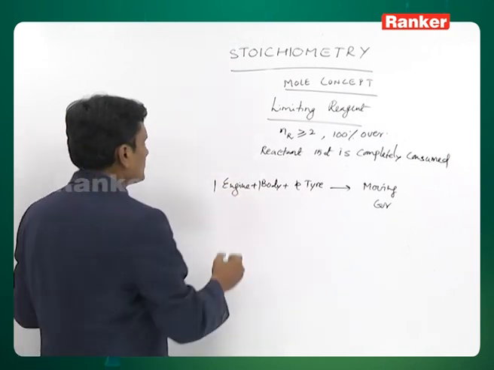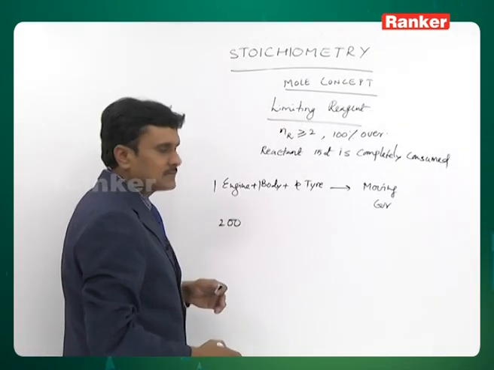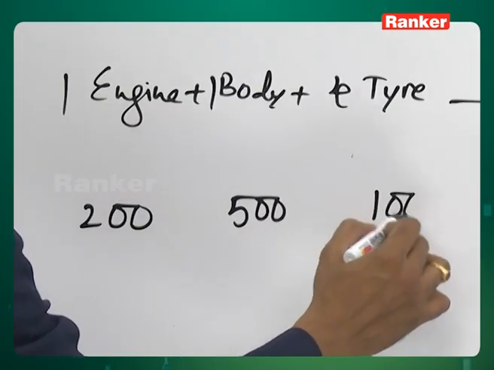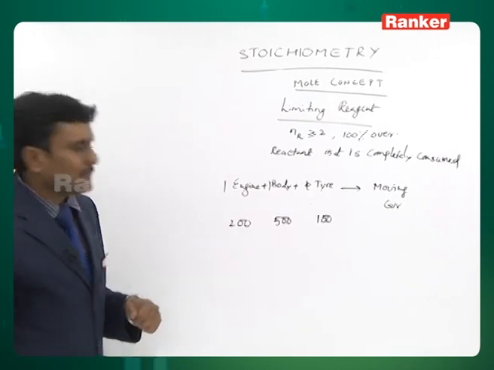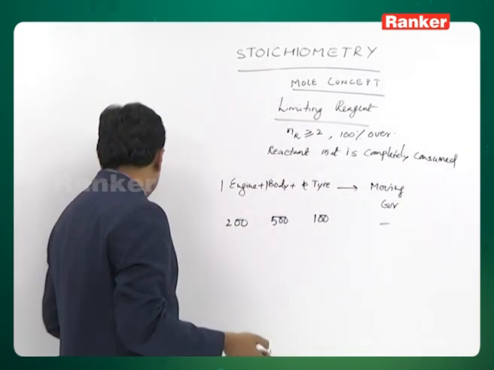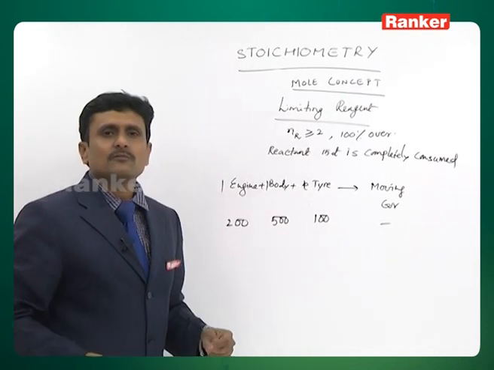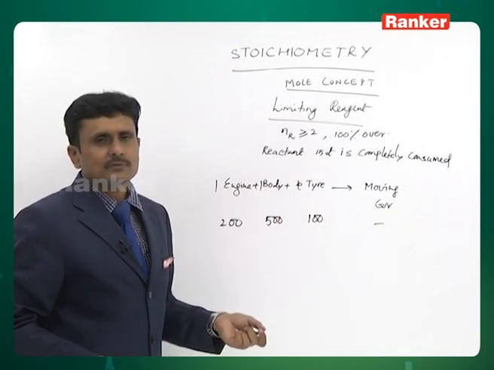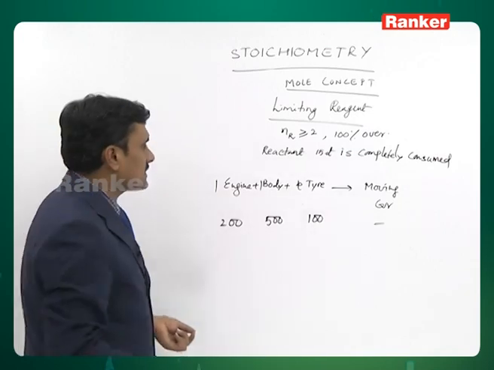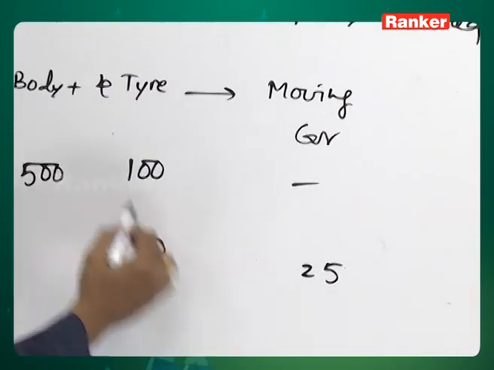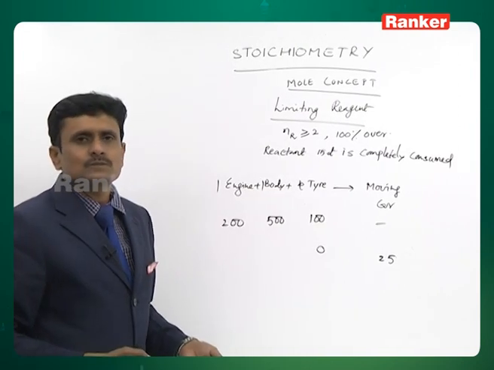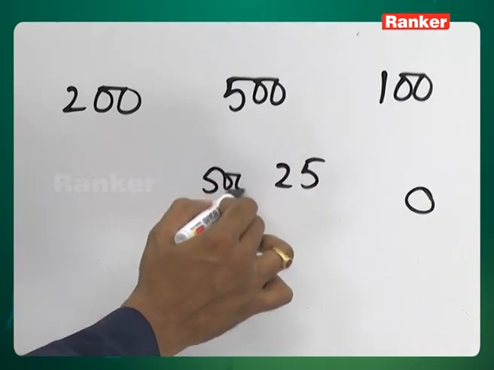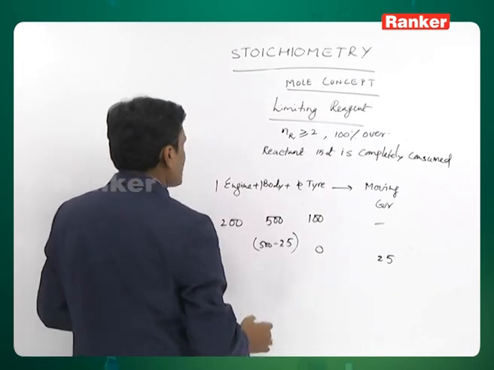Now suppose we have 200 engines, 500 bodies, and say 100 tires only. Based on this, we are not making an auto here, we definitely require the 4 tires. So one car requires 4 tires. Therefore, how many can we make? 25 cars. So your tires will be completely consumed. And for 25 cars, you will require only 25 bodies. So the remaining is 500 minus 25. And 25 cars require only 25 engines.